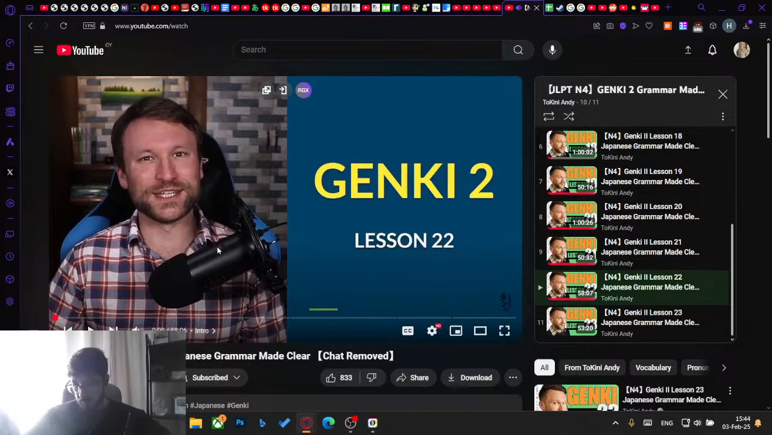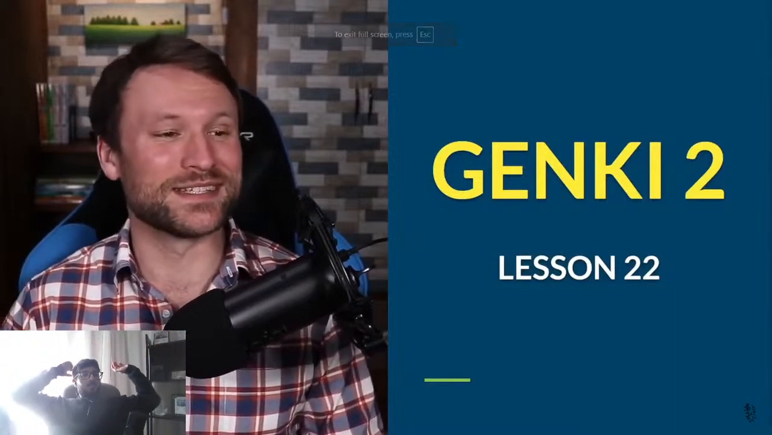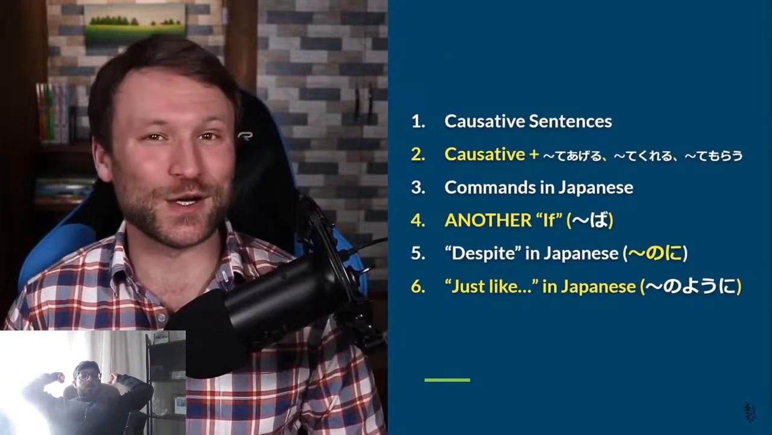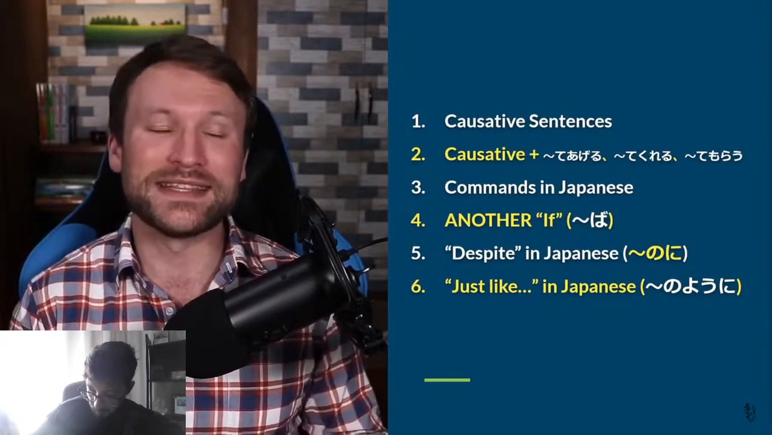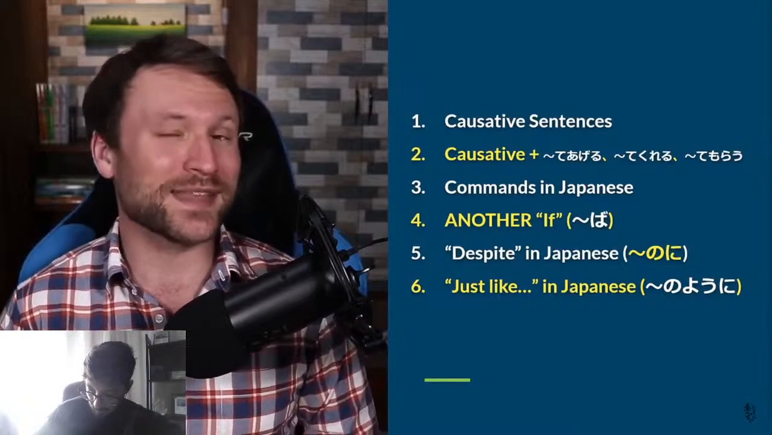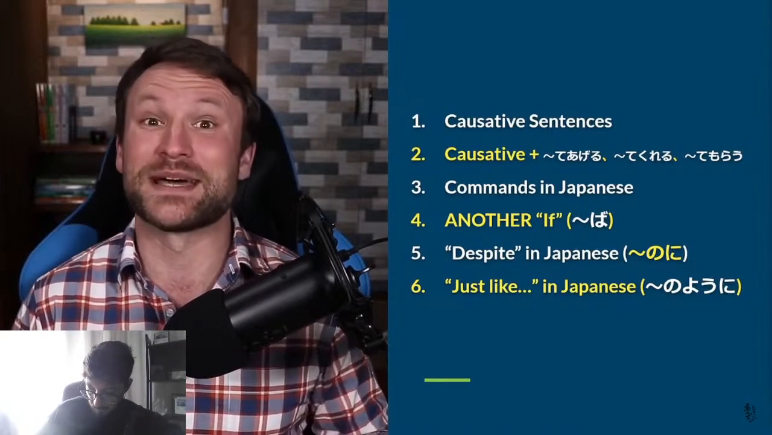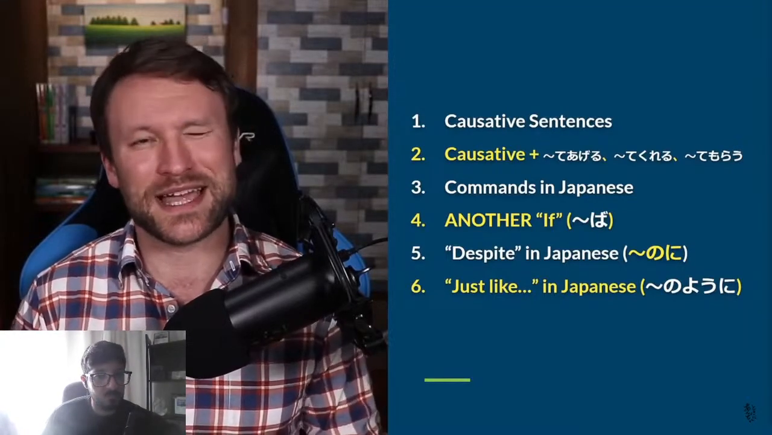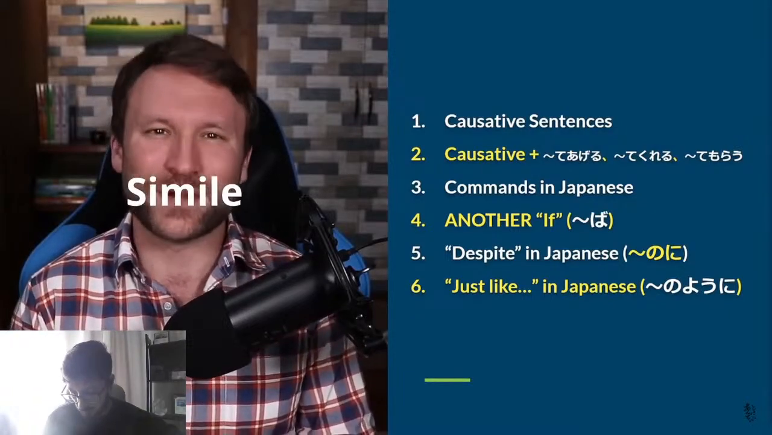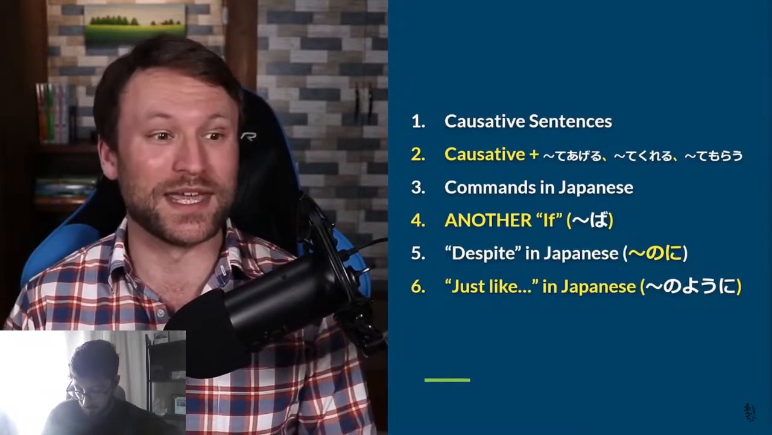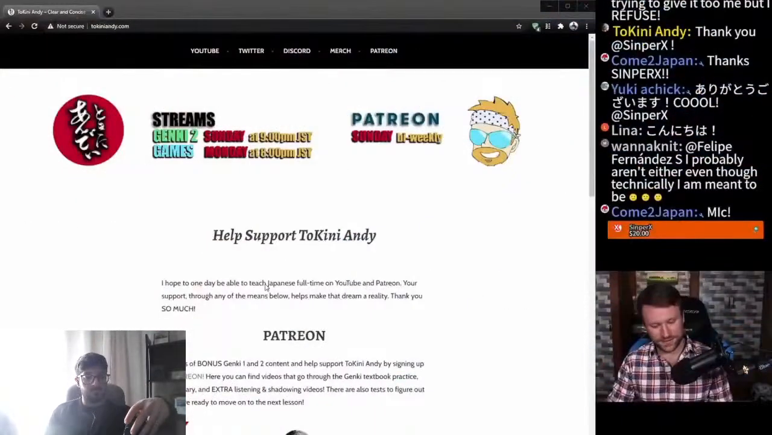Good evening, everyone, and welcome to the Genki Lesson 22 textbook practice video. Today we're going to be covering causative sentences, the causative plus te ageru, te kureru, te morau. We're also going to be covering commands in Japanese, 3 different ways to do commands. Another one, as if we need another one, but this is the ba ending for if. Despite/but in Japanese with noni, and basically a metaphor in Japanese with no yoni and no yona.